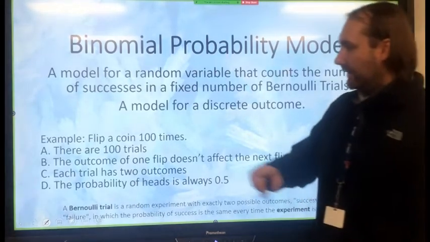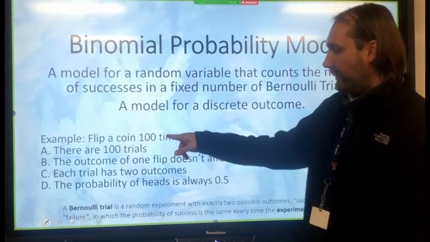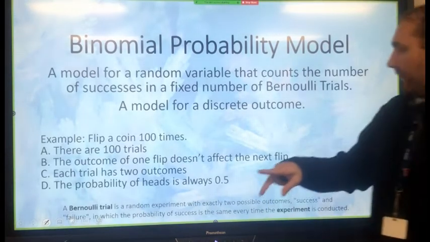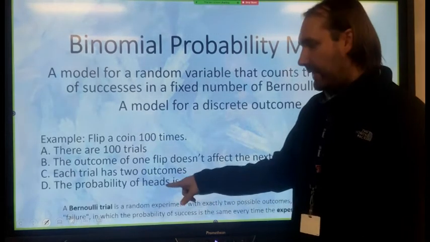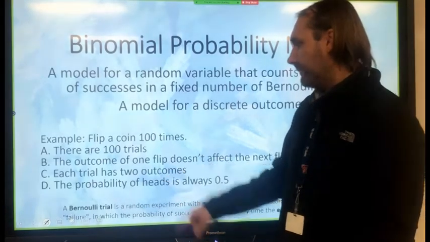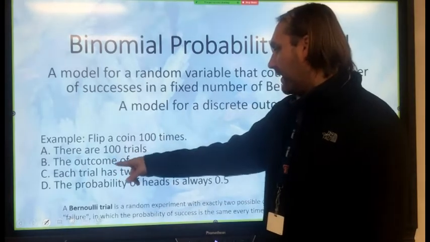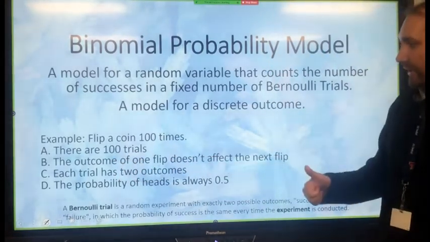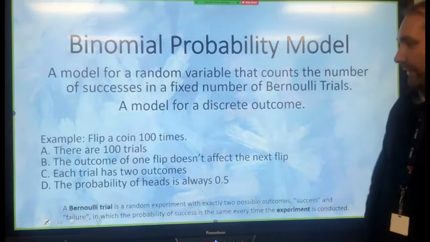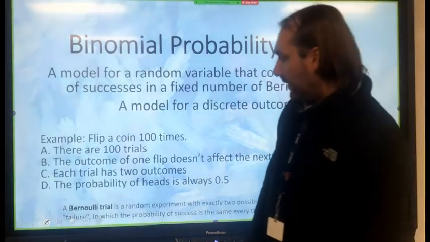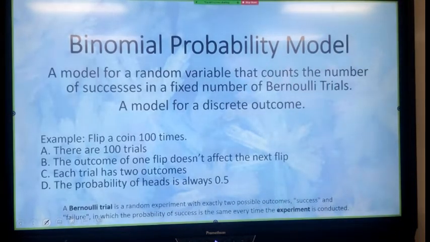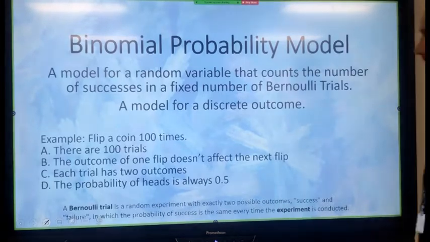So for example, I'm flipping a coin 100 times. I either have heads or tails, two outcomes, right? If I want to know the outcome of heads, then that would be my pass. My failure would be if I get tails, right? One outcome does not affect the other, so just because my first flip was heads doesn't mean that's going to affect any other flip after that. It's still going to be 50-50, and it has two outcomes. So flipping a coin would be a binomial probability model.